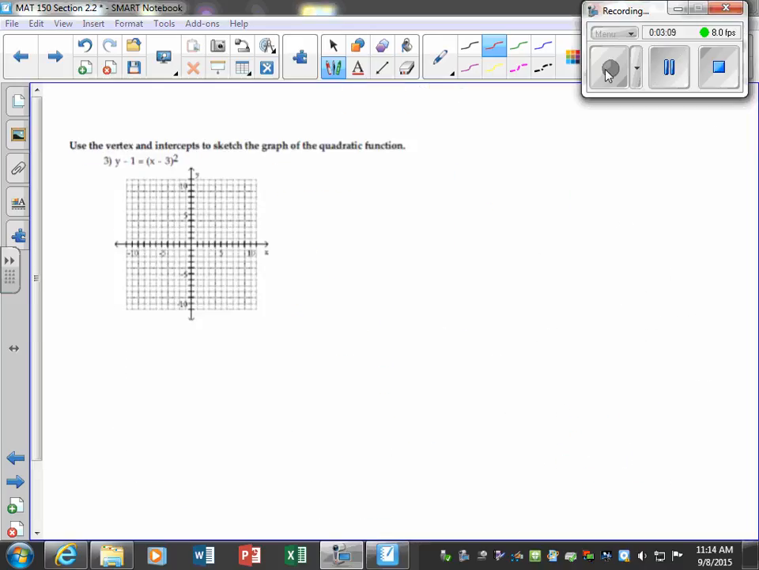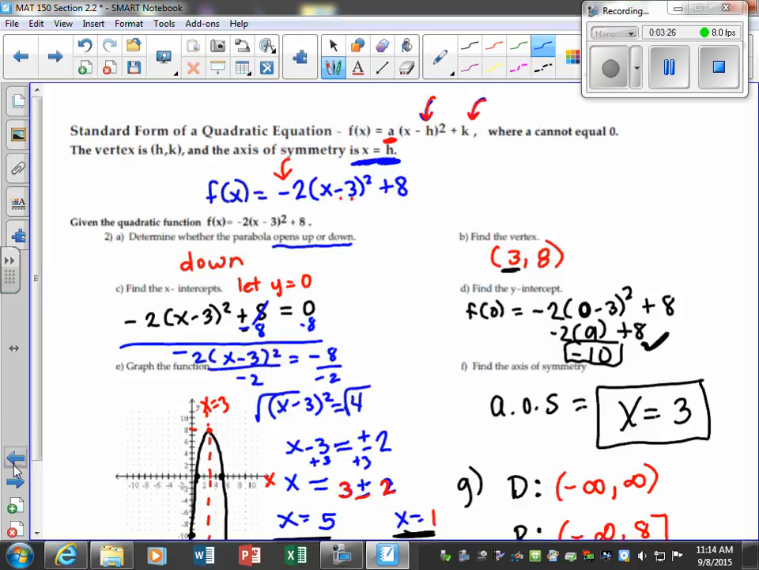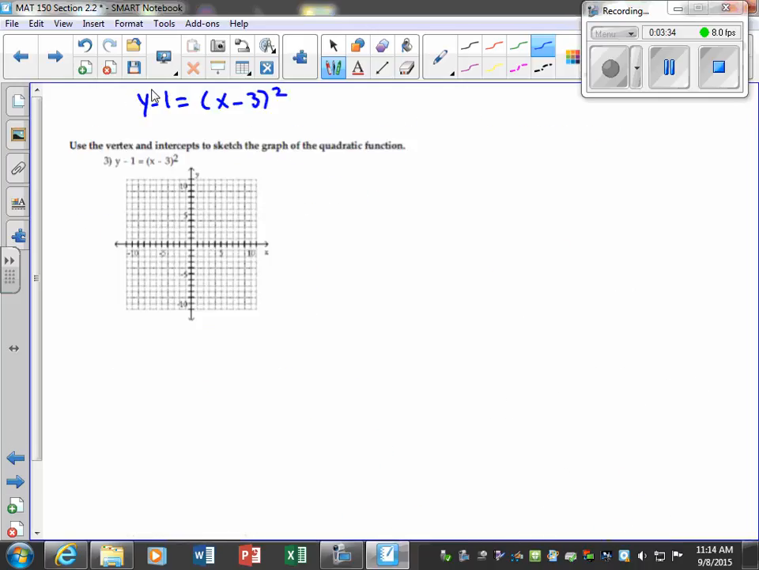Okay, so use the vertex and intercepts to sketch the graph. So first of all, this is y minus 1 is equal to x minus 3 squared, which is not in our standard form. I'm going to flip back to the last page. a(x - h) squared plus k, the y equals is by itself. Is our y equals by itself? No, so we want to add 1 to both sides basically. So the function we're going to be working with is actually y equals x minus 3 squared plus 1, because when you add 1 to both sides, this is what we're working with.